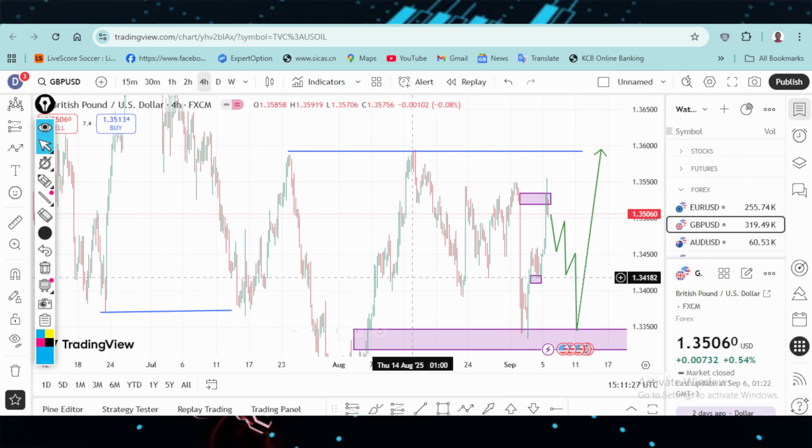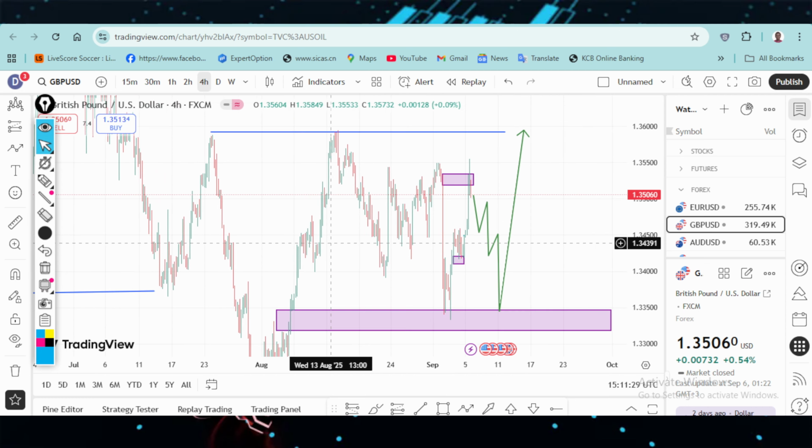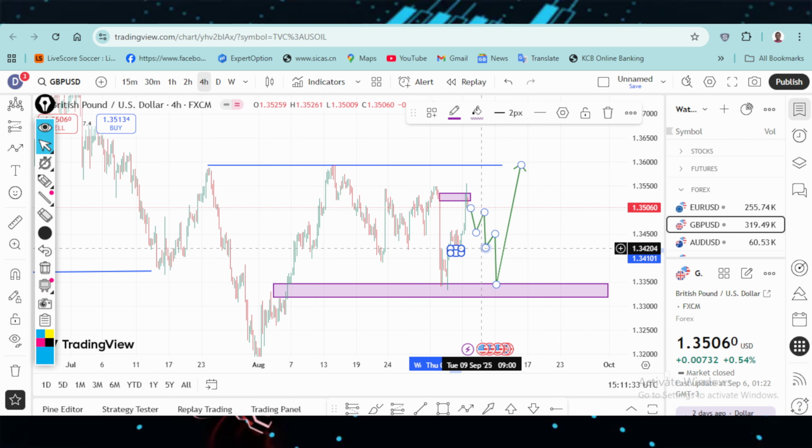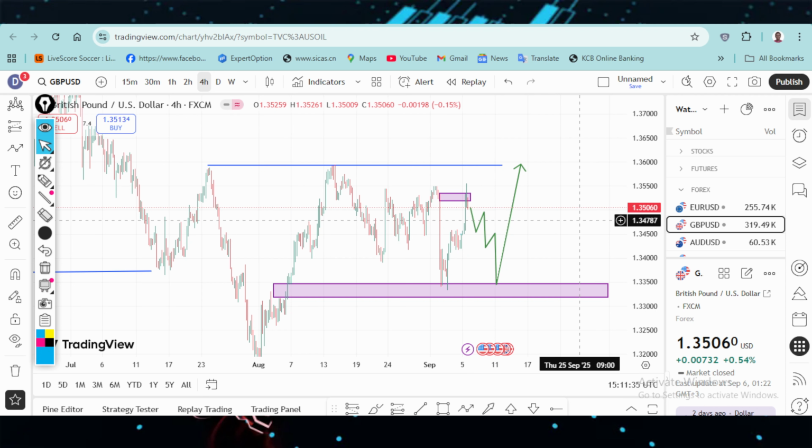If you can see, we are inside a channel. We are still inside a channel. GBP/USD is inside a channel very clearly.